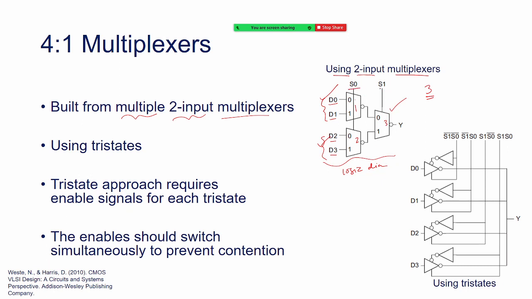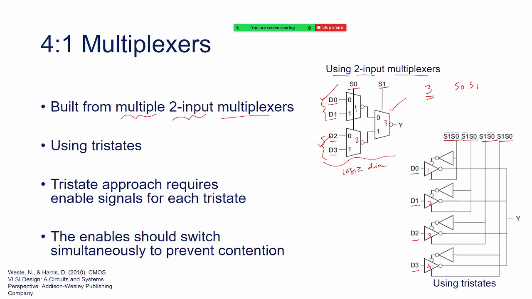So I have S0 and S1. How many combinations do I have of S0 and S1? Look, 4 combinations. 1, 2, 3 and 4. So now I want to implement that. So I have used D0, D1, D2 and D3. Where are the tri-states? These blocks. 1, 2, 3 and 4.